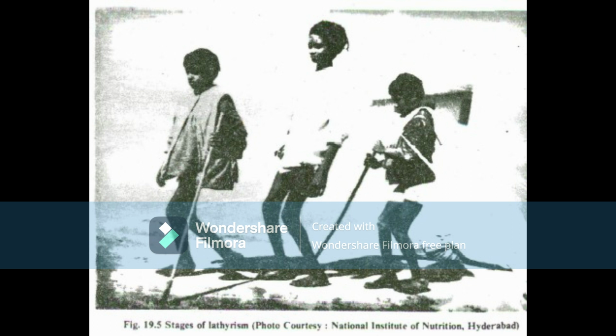Highlight 3. Figure 19.5 Stages of lathyrism. Look at the screen for table content. Highlight 3. Removing the toxin from Kesari dal. Parboiling of Kesari dal is one of the simple methods to remove the toxin. This method can be organized on a large commercial scale.